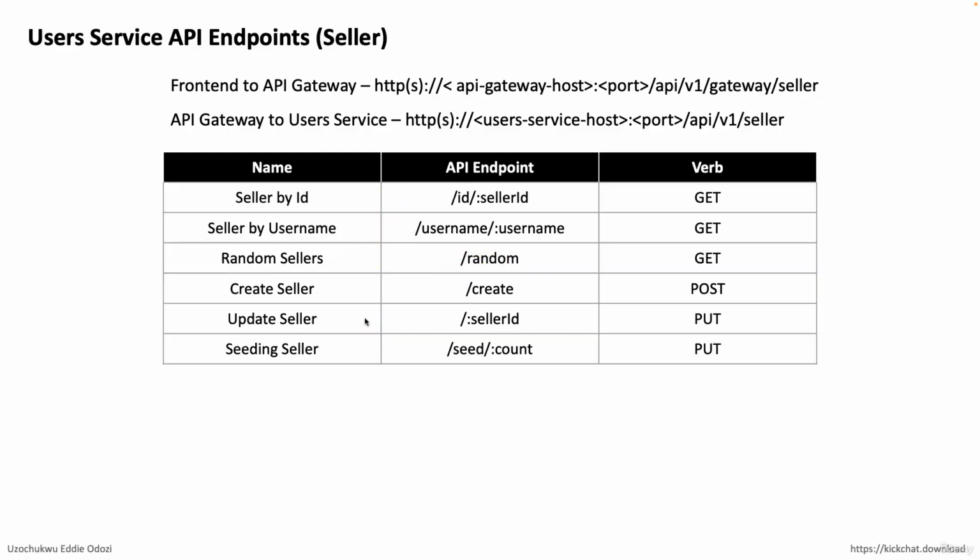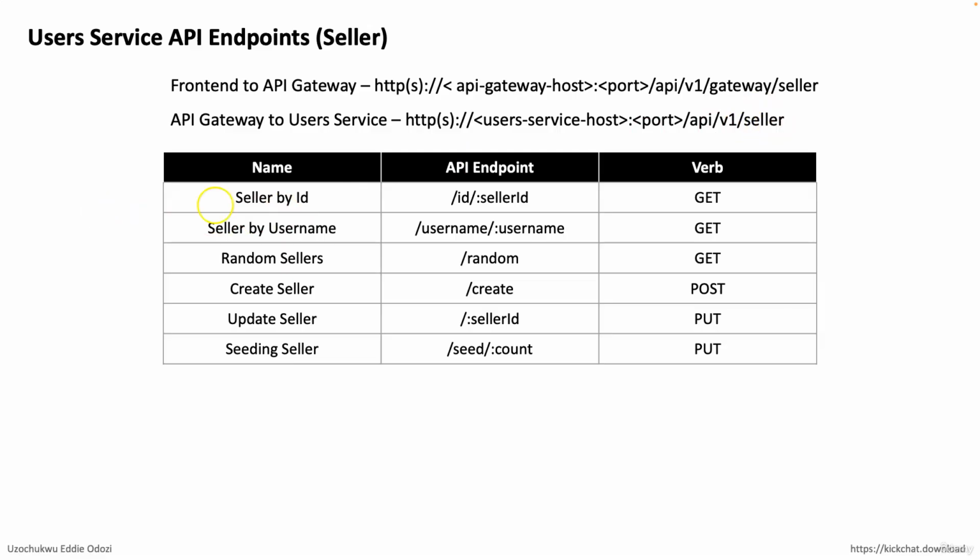Now, if we go to the seller, this is the front end to API gateway endpoint. This is going to be the base path that we are going to set as the base URL. It's going to be /seller. And then API gateway to user service host:port/API/v1/seller.